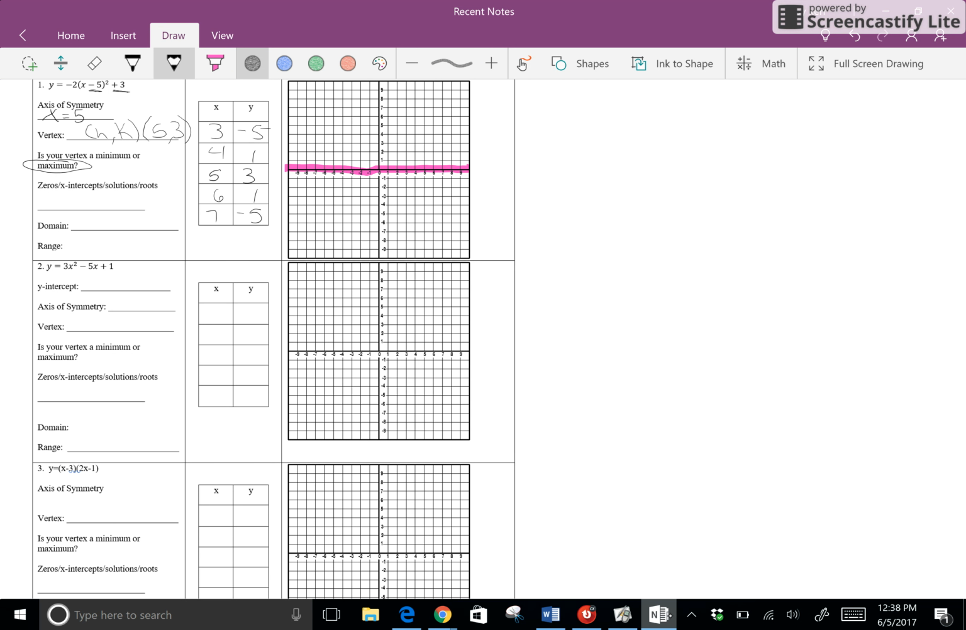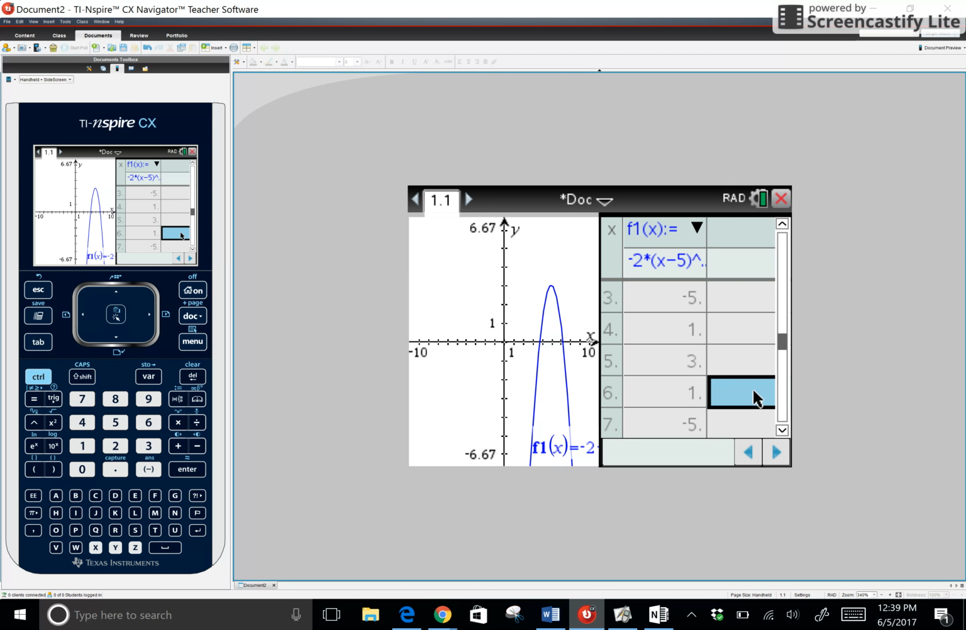So 3 -5, 4 1, 5 3, 6 1, and then 7 -5. Of course, you're going to draw your parabola much better than I would. Now, on the test, your x-intercepts would be nice whole numbers. So from here, you can look and see where it is, or you can just do this on the calculator.